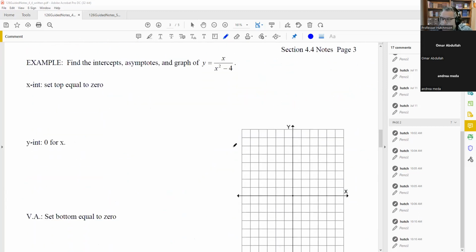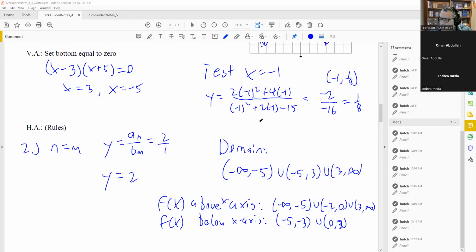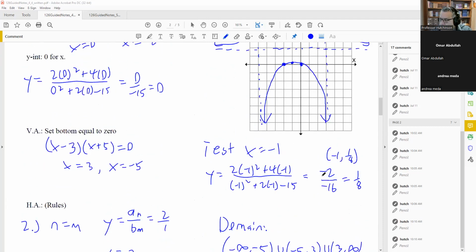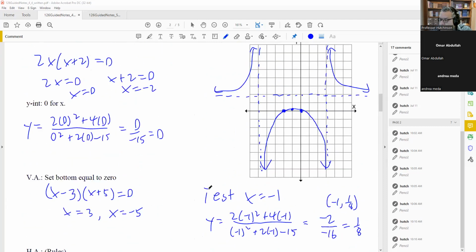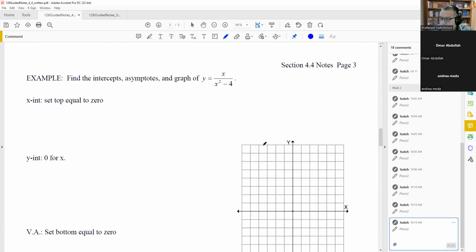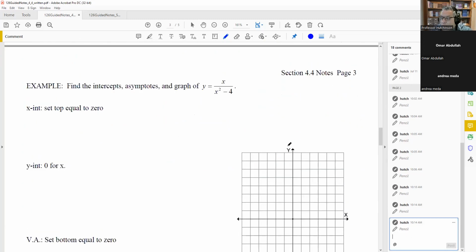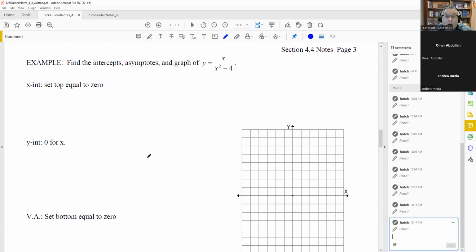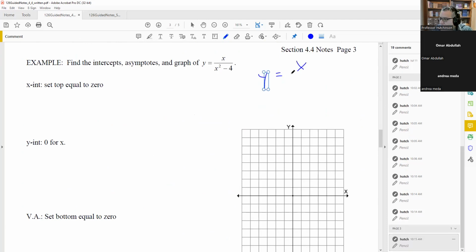Okay, so let's move on. The last one we only had to do one test point, and that was enough to determine what the entire graph was with only one test point. Now sometimes we have more than one test point we have to use, such as this example here. We're actually going to have to do a few test points in order to determine what the shape of this is. All right, so first of all, we know that this is y equals x over x plus 2, x minus 2.